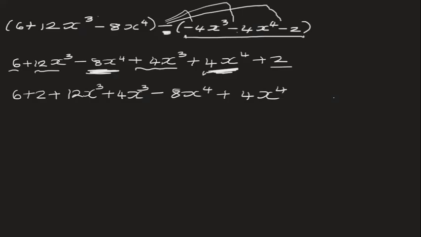But we're going to have here 6 plus 2 is 8, so 8 plus 16x to the power of 3, since 12 plus 4 is 16. Negative 8 plus 4 is going to be negative 4x to the power of 4. And that's our answer.